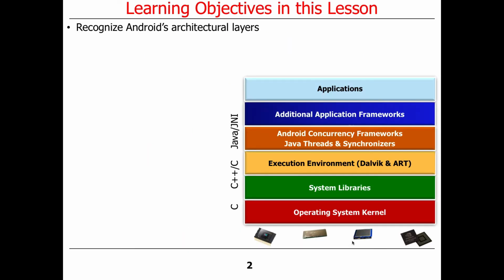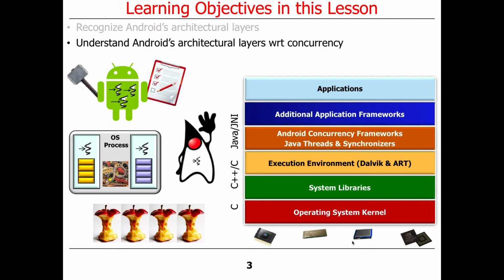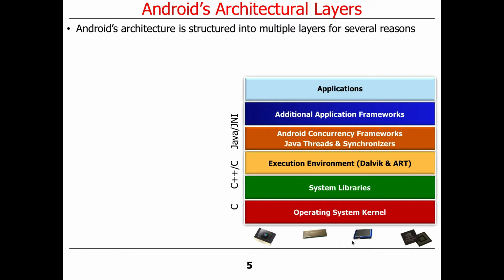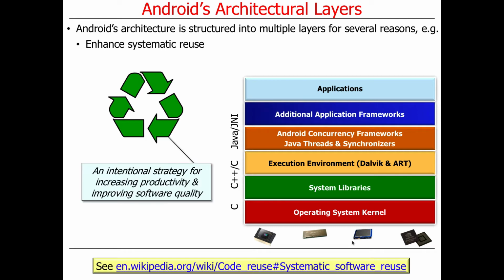and mechanisms. We'll start off by talking about the architectural layers in Android, and we'll understand them with respect to concurrency, which is really the focus of the course. So let's talk about the layers first. Android's architecture is structured into multiple layers for several reasons. There are a couple of reasons why they do it that way. First of all, you can see there's a bunch of layers. Each of these different colored rectangles is a different layer of Android.